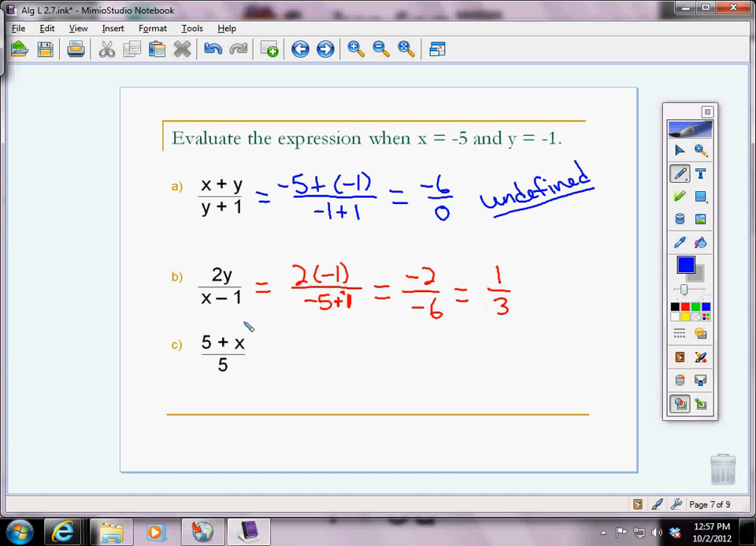Finally, we end up with 5 plus x, and our x is negative 5, so we're going to go 5 plus a negative 5 and divide that by 5. 5 plus a negative 5 is 0, and if we take 0 and divide it by 5, our answer is 0. Notice it's okay to divide by 0, or rather, it's okay to take 0 and divide it up, but it's not okay to have 0 on the bottom.